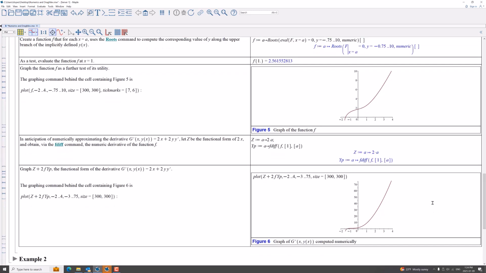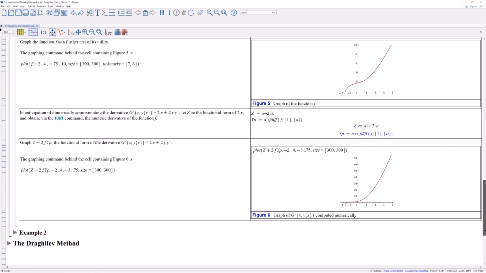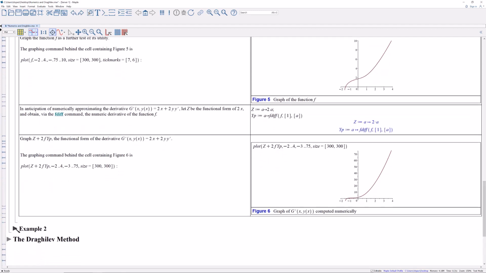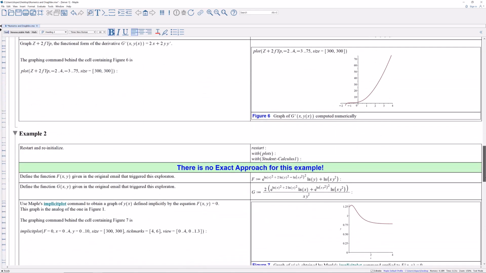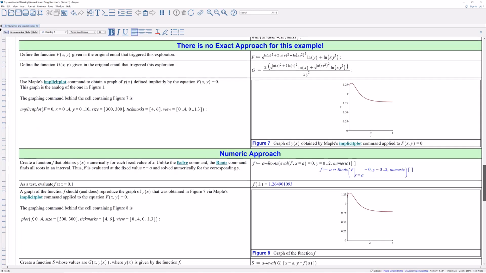I think this process can be made to work on other problems, and that's what I'm going to give a try in example 2. So let's tackle example 2. In example 2, there's no exact solution, and you see what example functions were sent to me by the person who originally emailed me. This was the function f, and this is the function g. And there's no way you're going to solve this for y as a function of x explicitly.